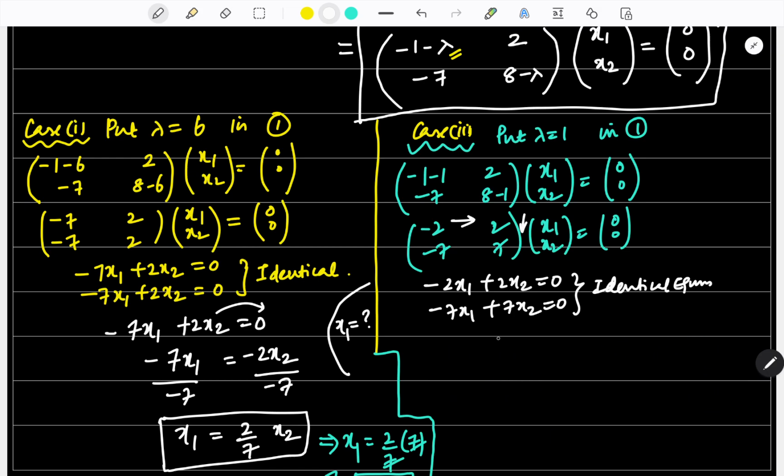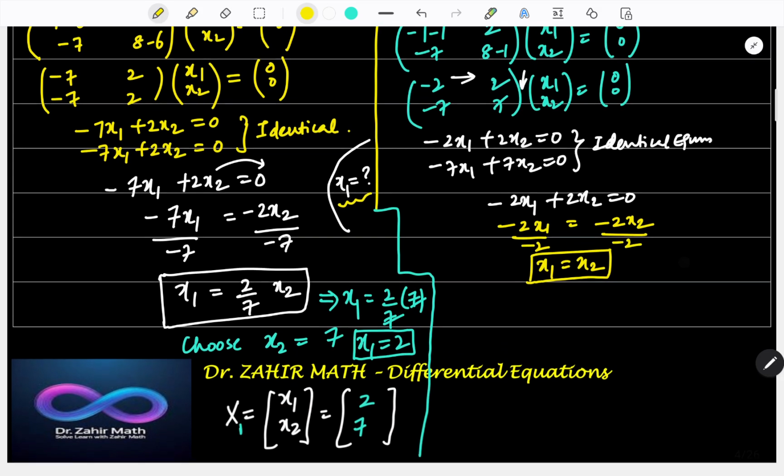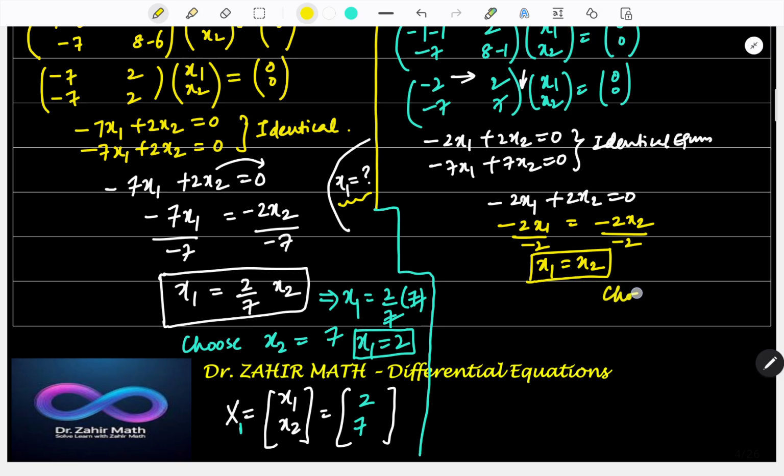Okay, right. So let me take the first equation. Minus 2x1 plus 2x2 is equal to 0. So this is minus 2x1 is equal to minus 2x2. I divide by minus 2 on both sides, which implies x1 is equal to x2. I told you all the time, try to get x1 equals, right? Now I'm going to choose x2 is equal to 1. Easy value, right? Don't choose 0, 0. 0, 0 should not come. Eigenvectors are non-zero vectors. Keep in your mind, right?